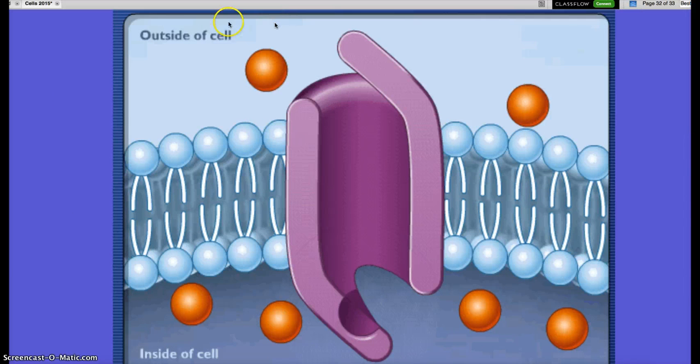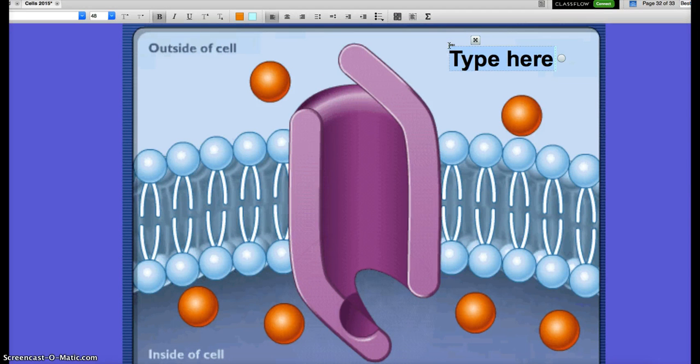Right, this picture shows outside of the cell here, inside of the cell. So first question is, what type of solution is this? Who could tell me? How do you know that? Because there's less of the solute on the outside. Good. There's less solute outside.